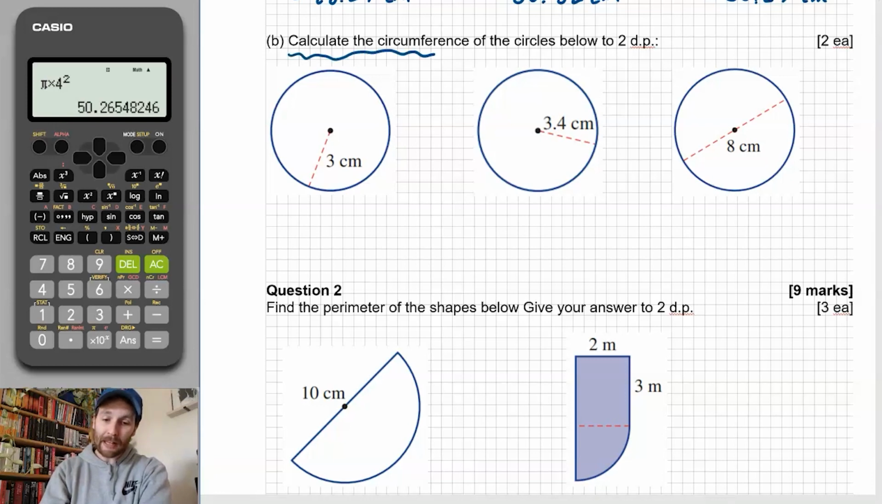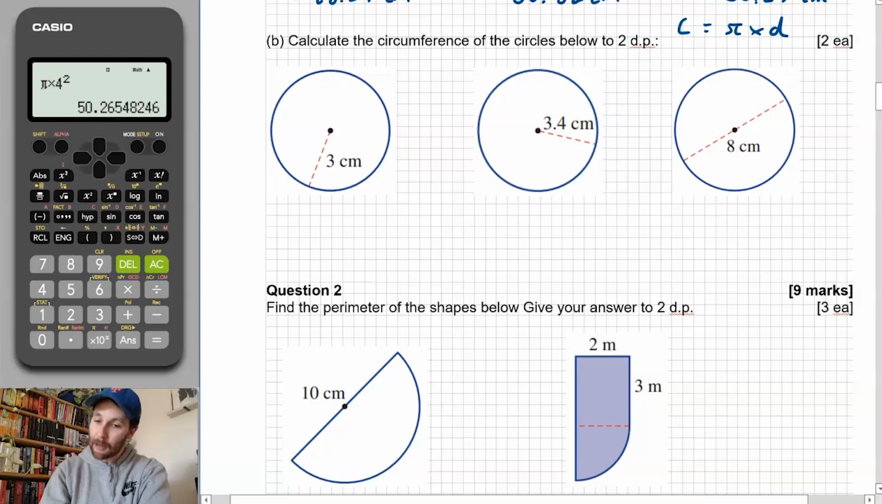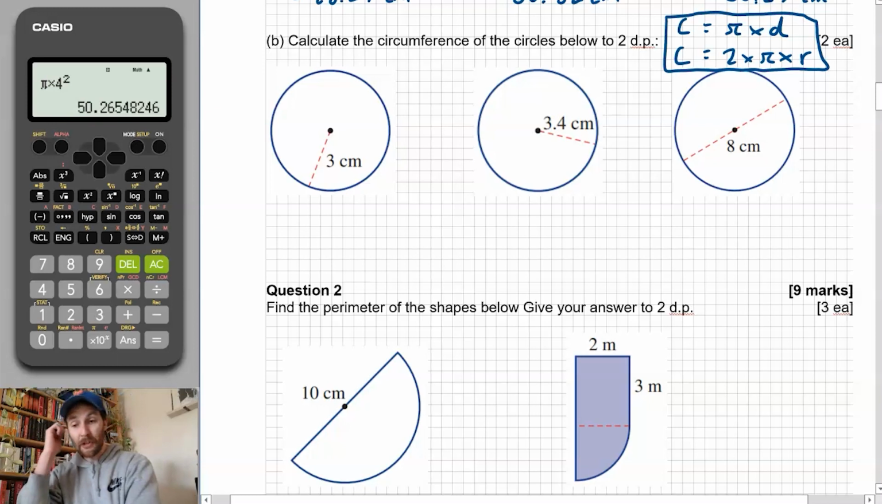Next one, calculating the circumference of circles. So there's 2 ways that we can find the circumference. We can do pi times the diameter, or if we're given radius, we can do 2 times pi times the radius. Either of those is fine. And the reason that we have to double it for the radius is because it's half the length of the diameter.